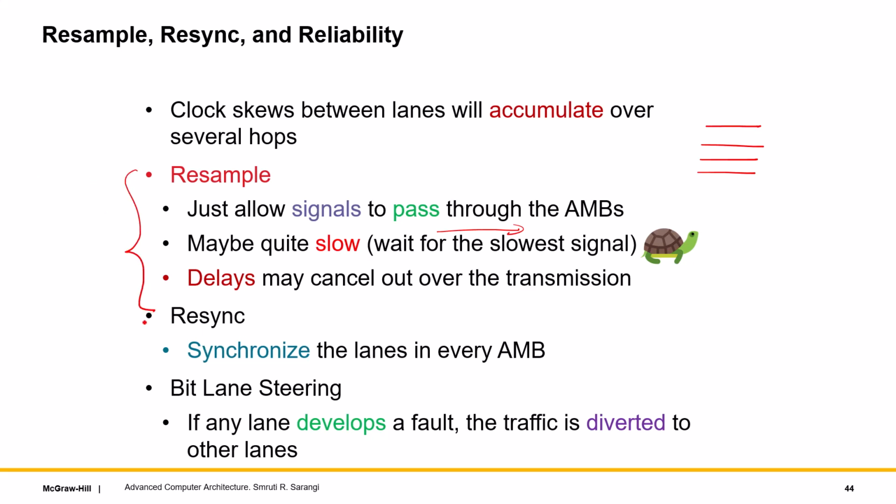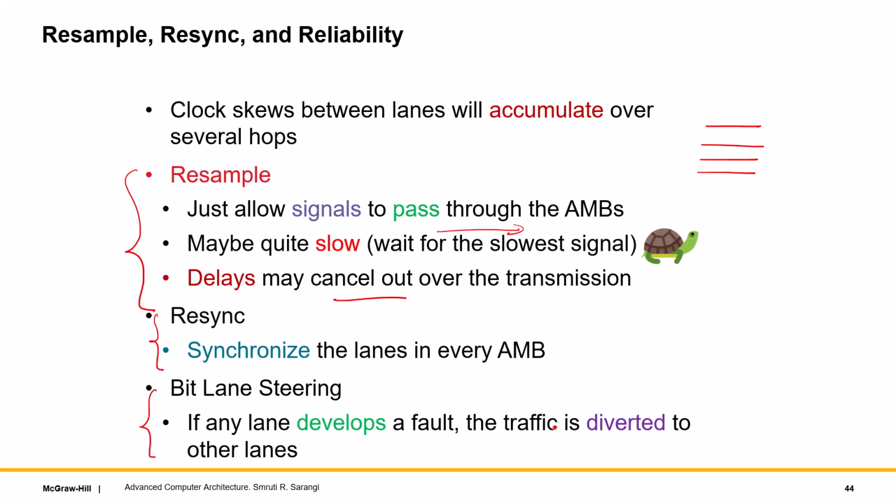The other is resync, which is that at every AMB we resynchronize the signals and we reconstitute the packet. If it is resynchronized and reconstituted, then the issue that emerges is that the fact that delays may cancel out, we are not allowing that to happen naturally. So we are increasing the latency at each AMB, and that is an issue.